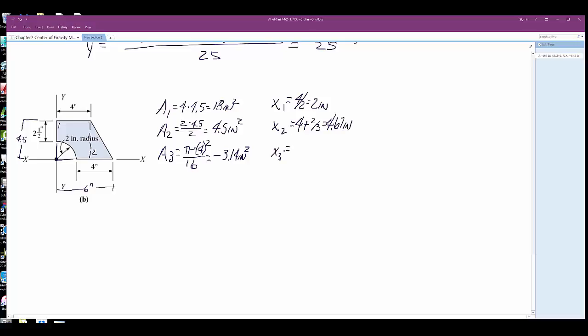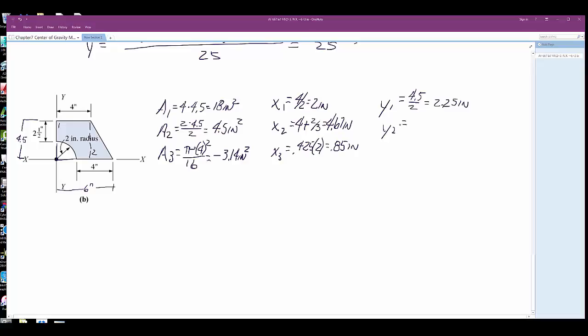X3 is going to be, based on the chart we gave you, 0.425 times the radius, which the radius is 2. Excuse me, and that's 0.85 inches. Okay, let's look at Y1. So again, Y is coming off of the x-axis. So the first one will be 4.5 divided by 2, and that should leave you with 2.25 inches.